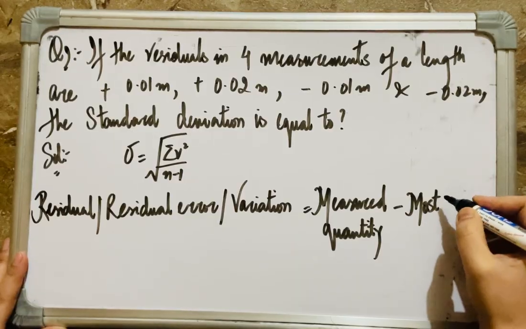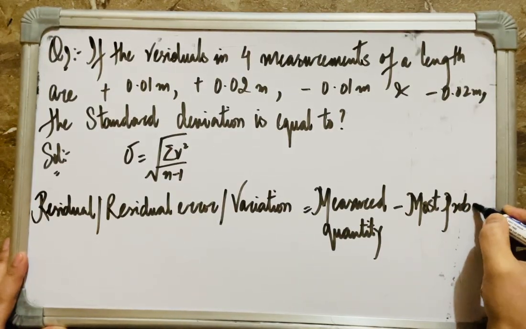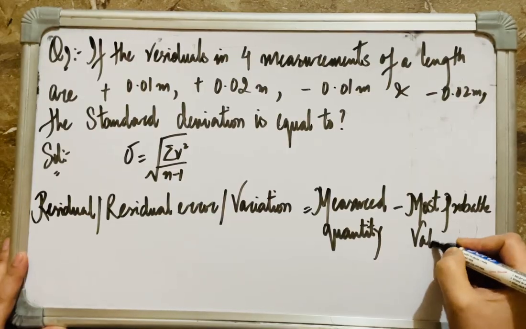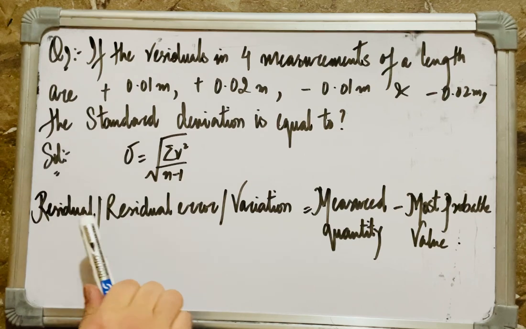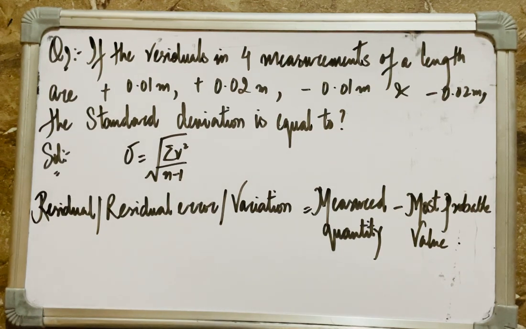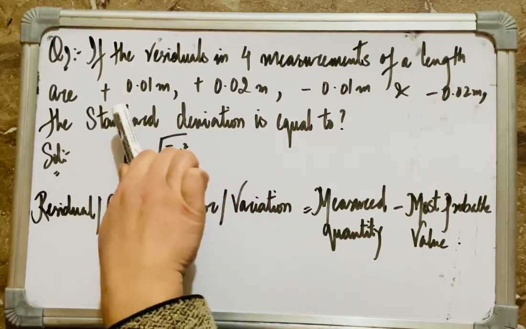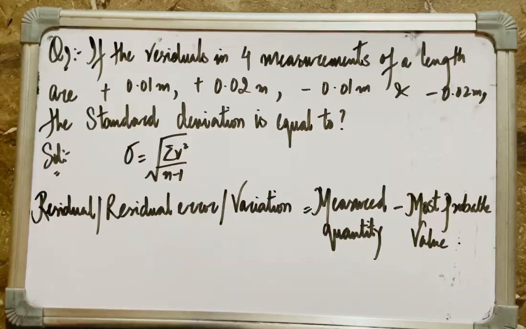As I already told you, the most probable value in a given set of measurements is equal to its arithmetic mean. Please do not confuse yourself with the most probable error, that is plus minus 0.6745 times the standard deviation. So my residual, also known as the residual error or variation, is equal to measured quantity minus most probable value. Now in the question, the residuals are given.